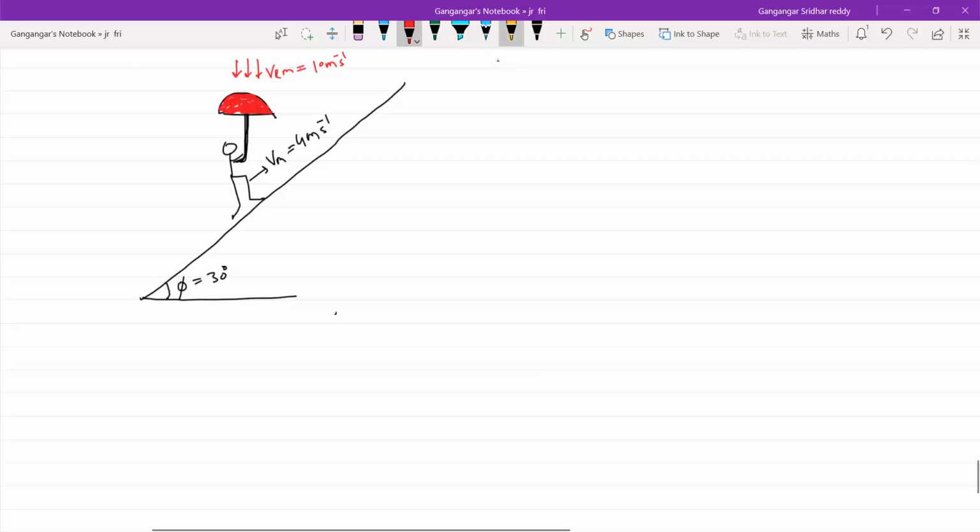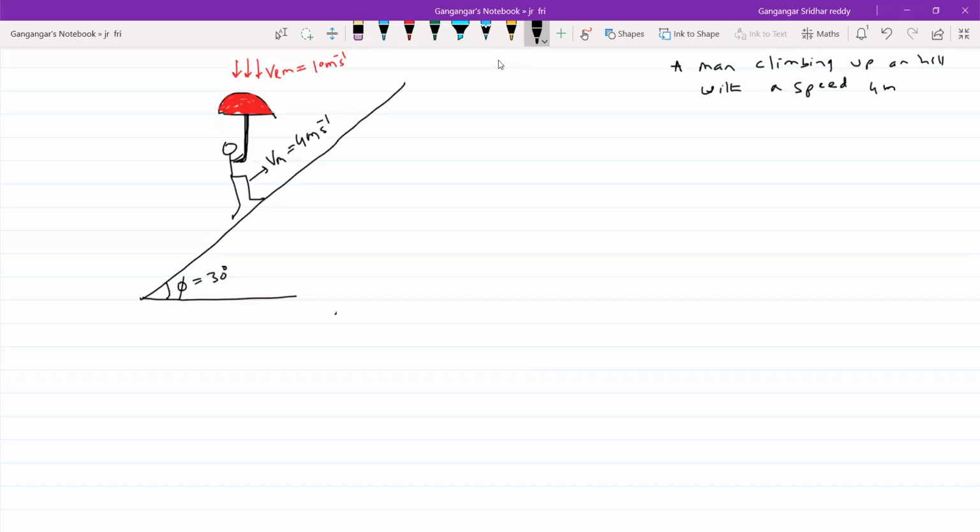Okay, now I'll put the question. Just read the question. It's a very simple condition here. A man climbing up a hill with a speed of 4 meters per second has to hold umbrella.